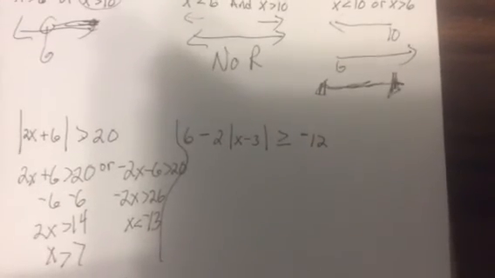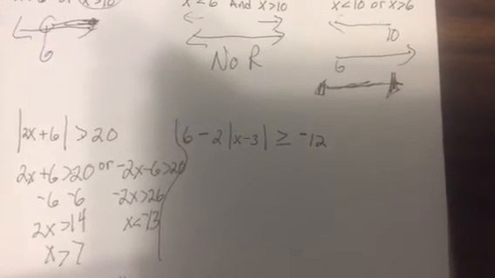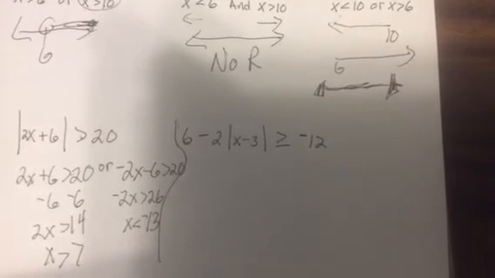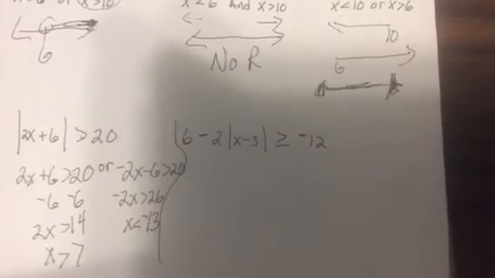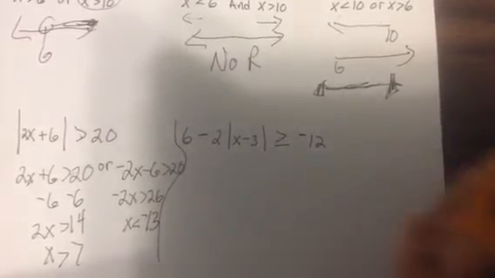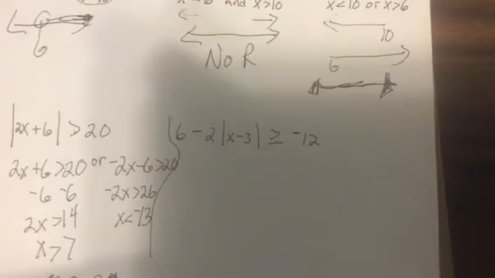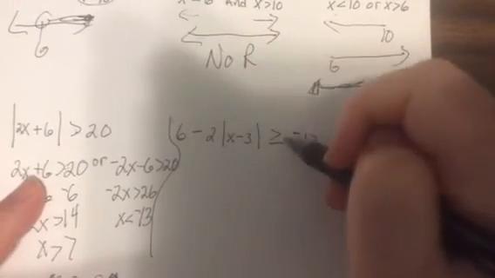Now, for the next one, I don't know why people don't believe me. Get the absolute value by itself. That's what he's saying. Get the absolute value by itself. Yes, Trixie. By itself. Please. So subtract 6 from both sides.